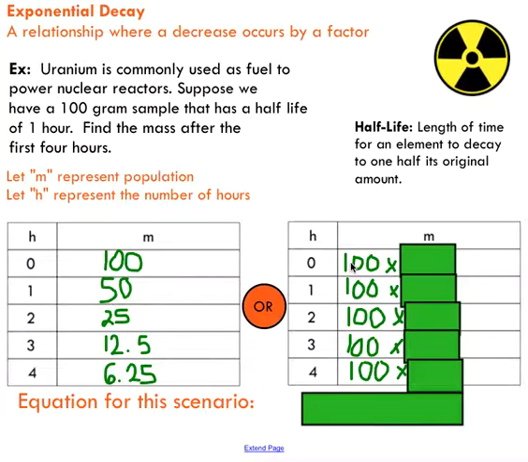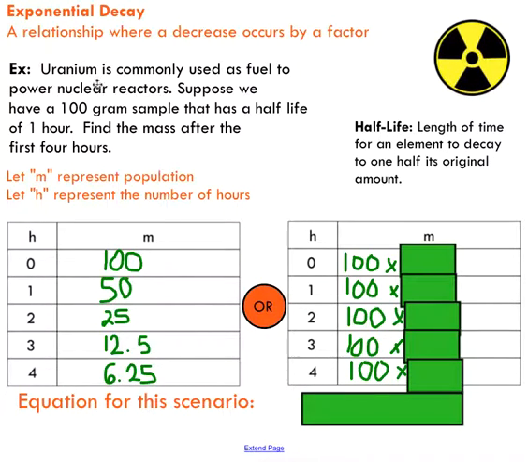Okay, it makes sense here to talk about exponential decay. This is a relationship where you decrease by a factor. A great example is half-life, which is the length of time it takes for something to decay to 1/2 of its original amount. You see this with radioactive material and radioactive waste. So for example, uranium is commonly used as a fuel to power nuclear reactors.